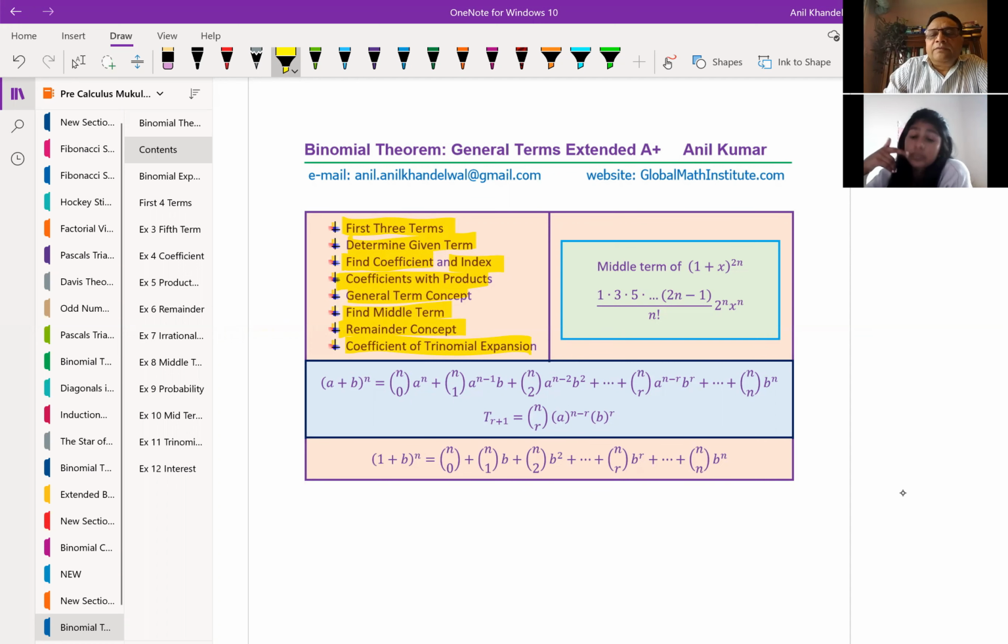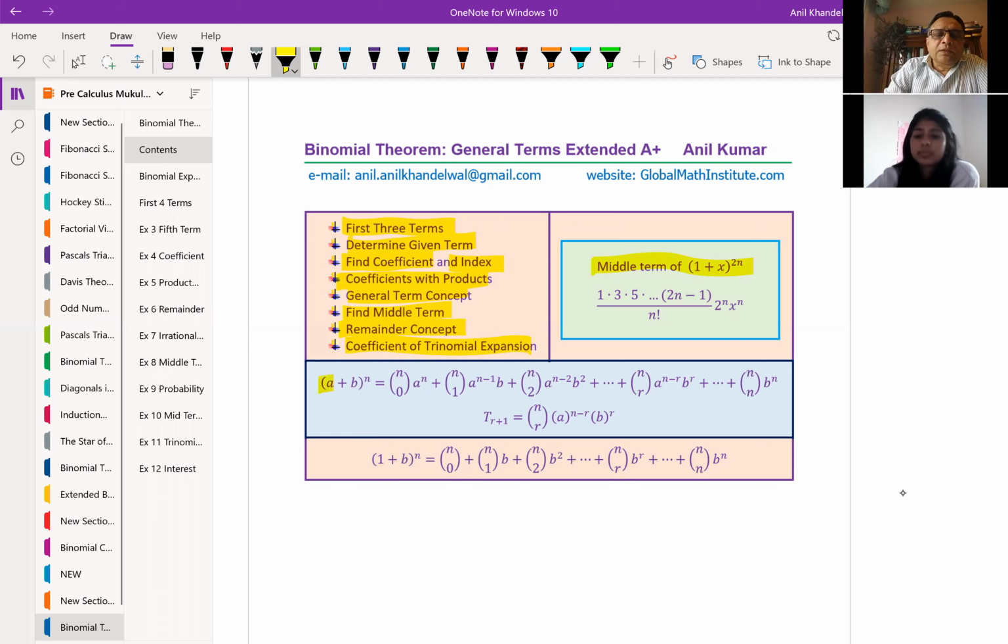Now here I've specifically written a particular formula which says the middle term of (1 + x)^(2n) is 1 times 3 times 5 times so on, a product of odd numbers, over n factorial times 2^n, times x^n. This is a complicated formula but very important from an examination point of view. We'll actually derive this particular formula also, right?